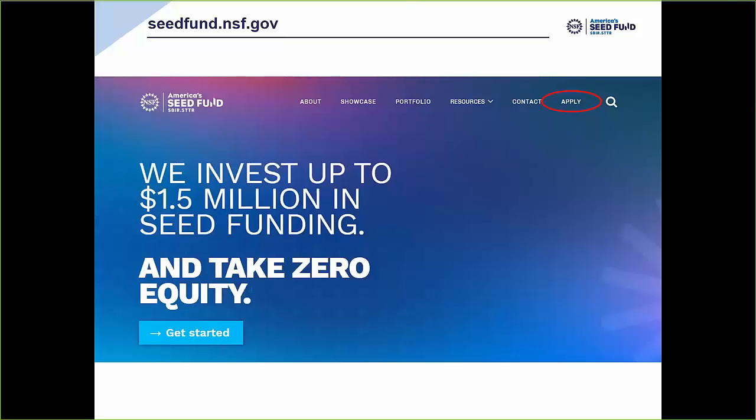Important to note is we take 0% equity. So when you get money from the National Science Foundation, this is early stage capital that does not take any portion of equity in your company, and it is not a loan for you to repay. So this is grant funding through the taxpayers, through the government, and the National Science Foundation.